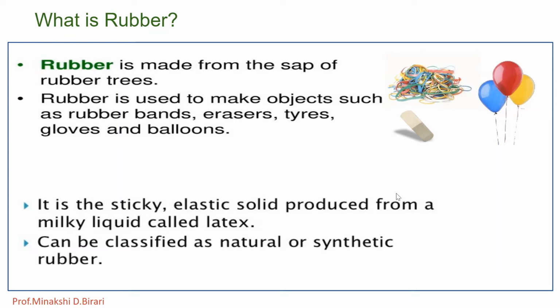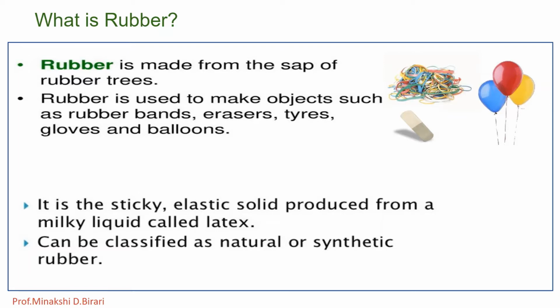Rubber is the sticky elastic solid which is produced from milky liquid called latex, and rubber can be classified as natural or synthetic rubber. In the previous lecture we have studied all about natural rubber. Now in today's lecture we will study some synthetic rubber, its preparation, properties and uses.